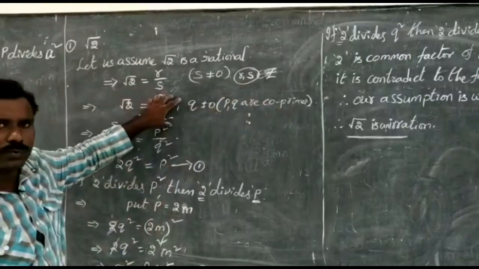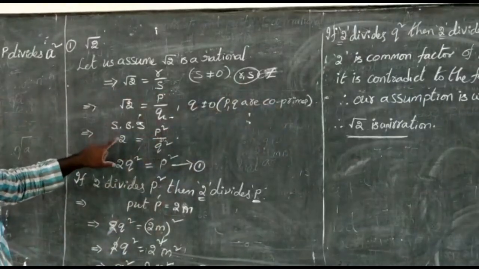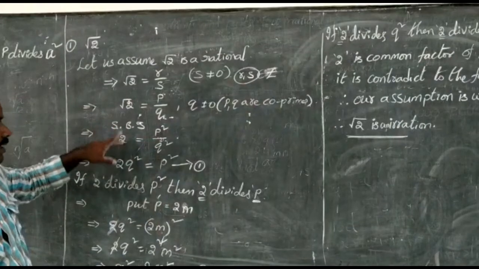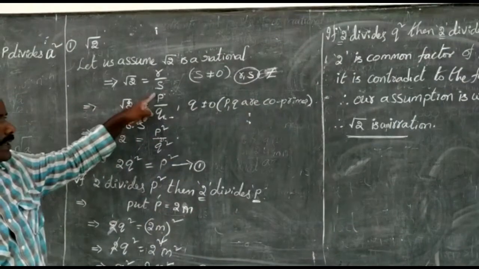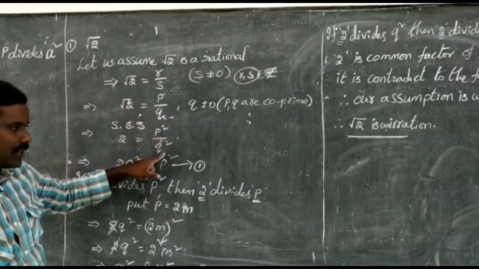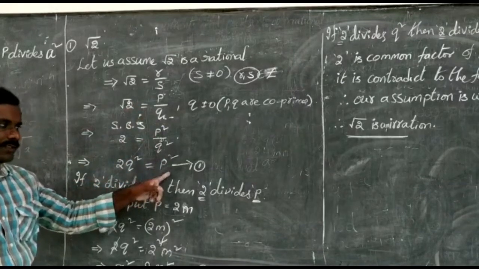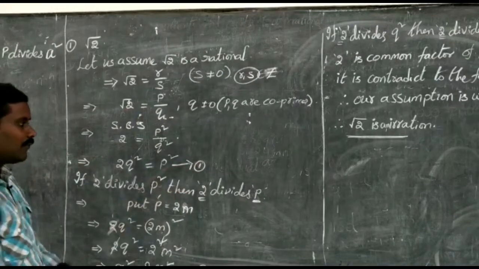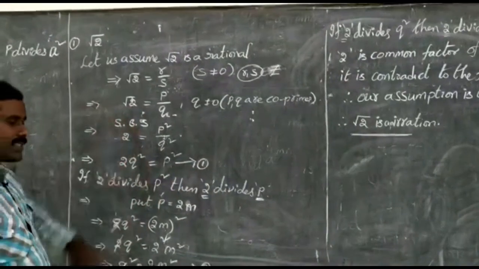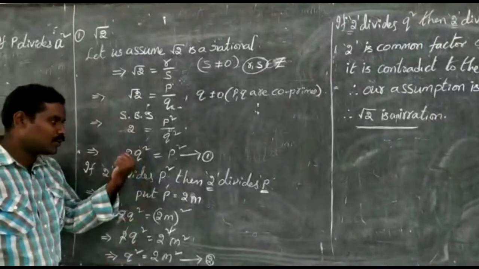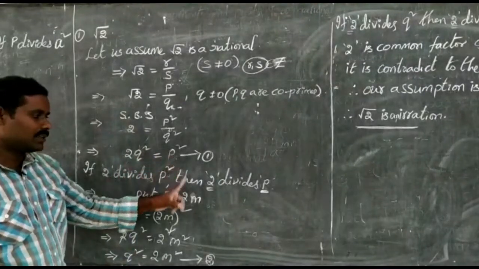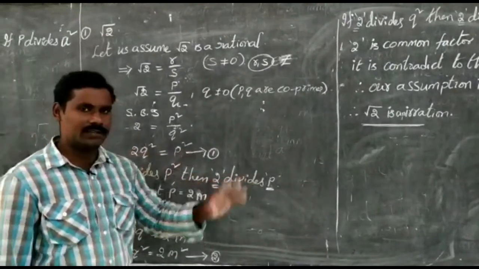Now, root 2 equals p by q. Squaring on both sides and cross multiplying: root 2 squared is 2, so 2q square equals p square. I am taking it as equation 1. From this, using the 1.6 theorem, I am writing one point: 2 divides p square, then 2 divides p.